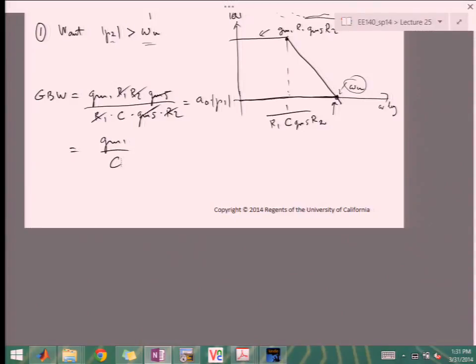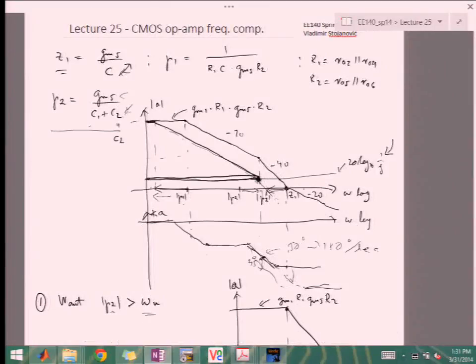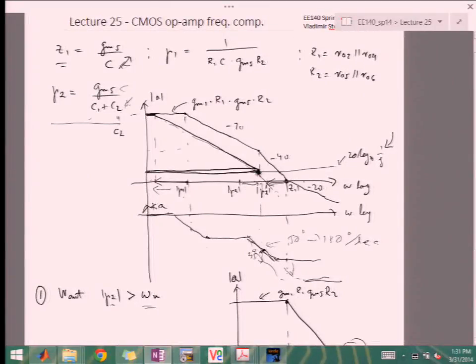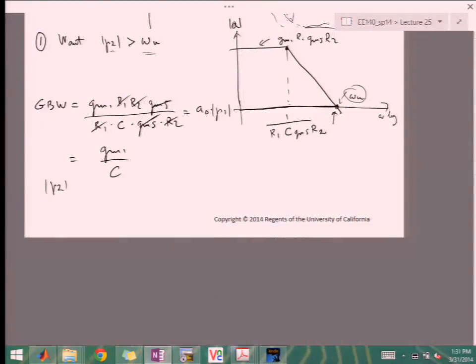If we look at P2, P2 was GM5 over C1 plus C2. And we're going to say in a lot of situations, this is approximately GM5 over C2, and C2 will be some C load. Okay? You'll see even in the lab and when you do the project, you're always driving a bigger cap out than your internal cap.